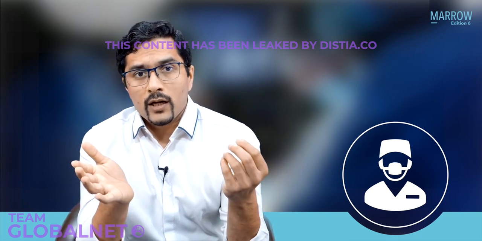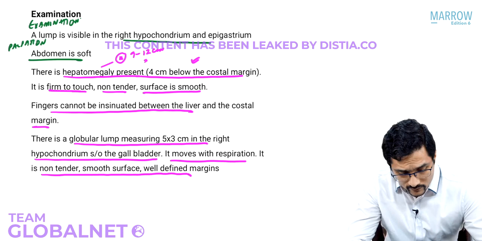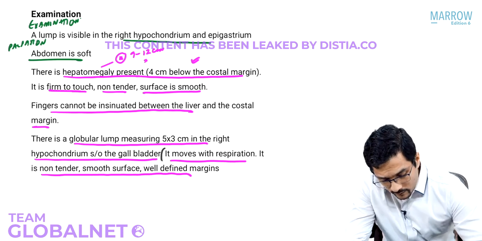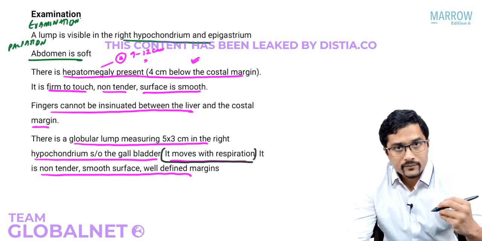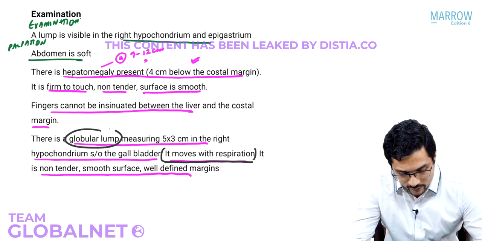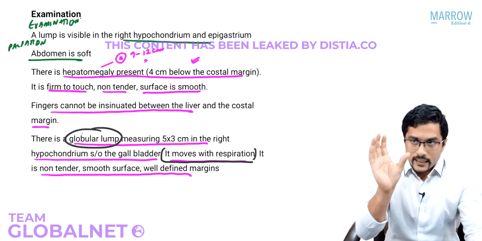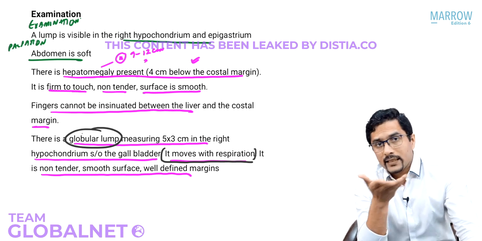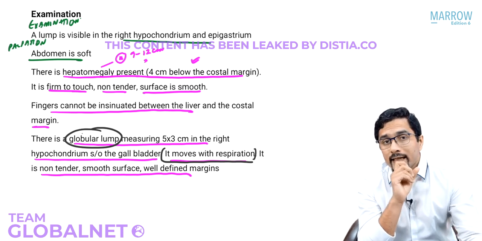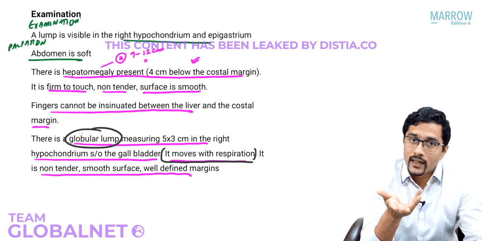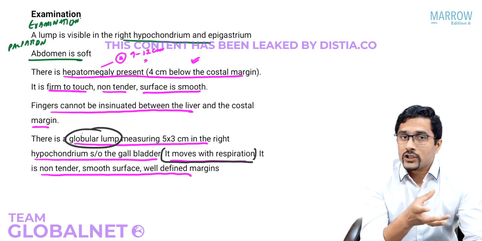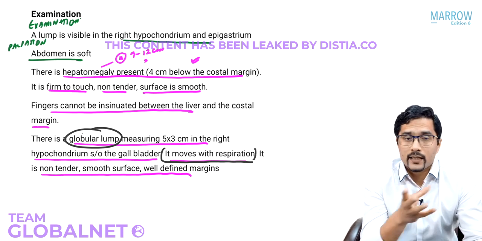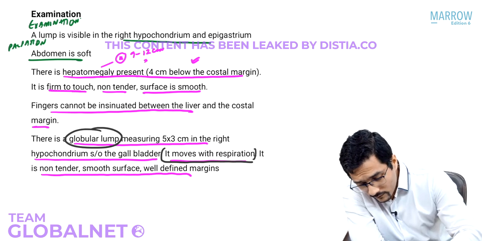So we know it is gallbladder because it moves with respiration. It is globular in shape, which is the shape of the gallbladder. There is some side-to-side mobility also. And it is continuous with the liver dullness. So these are the features which tell me that it is a gallbladder and not something else.